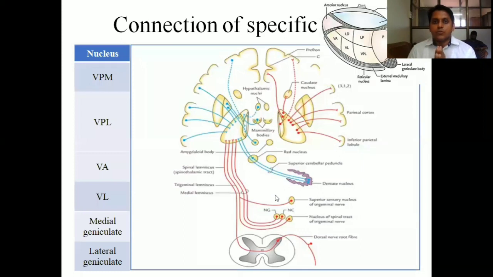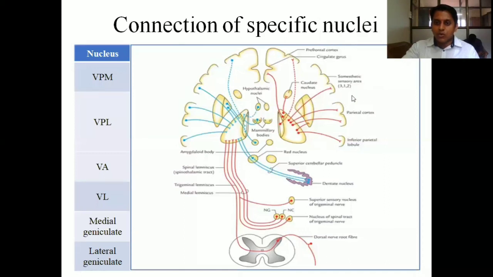So exteroceptive and proprioceptive fibers, they relay along the ventroposterior nucleus. The medial side is for the trigeminal lemniscus, and the lateral side includes the spinal and the medial lemniscus. Okay, and from here, where do you expect the fibers should go? To some area of the cerebral cortex. So that area is area number 3, 1, 2.